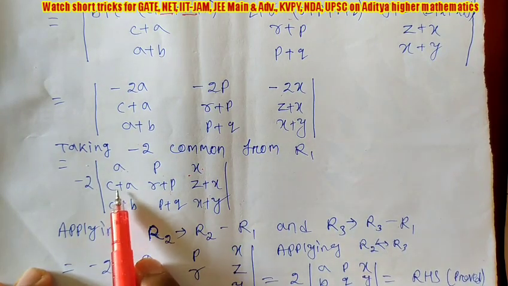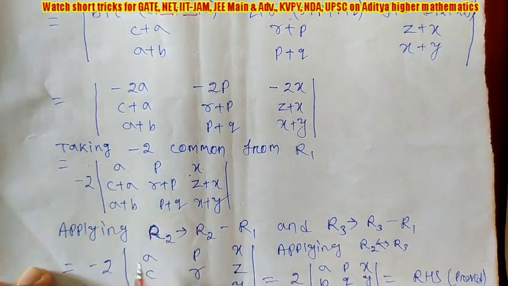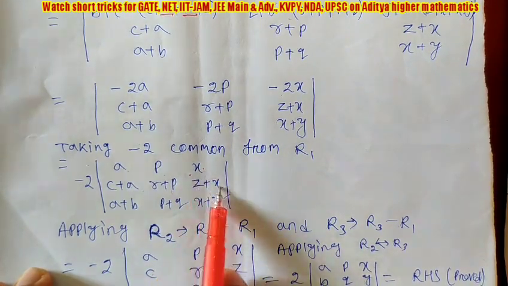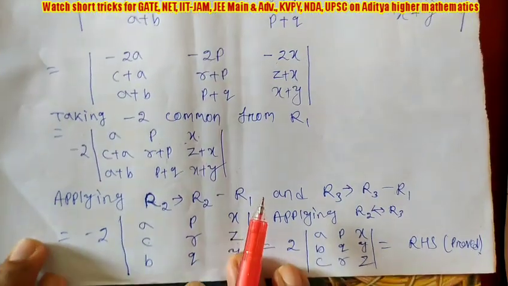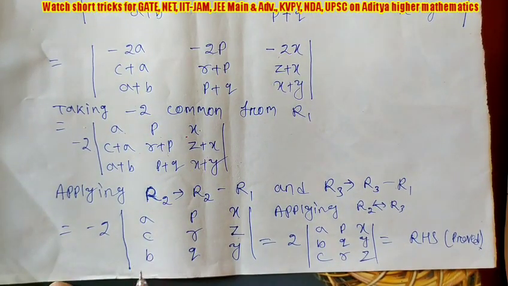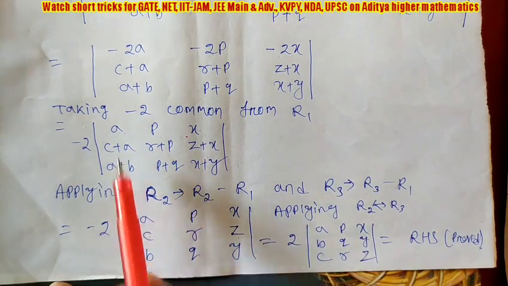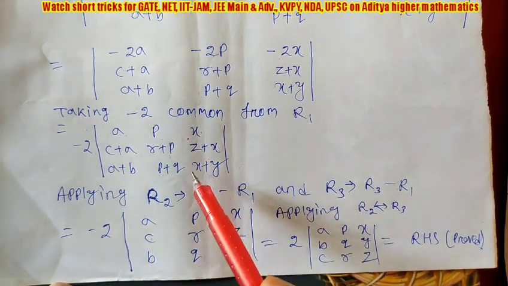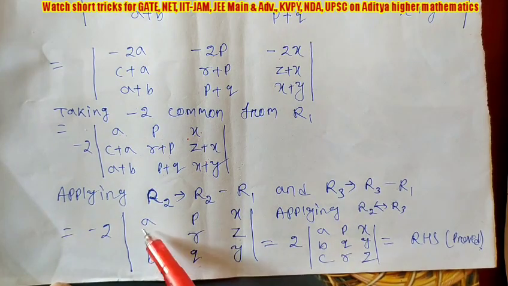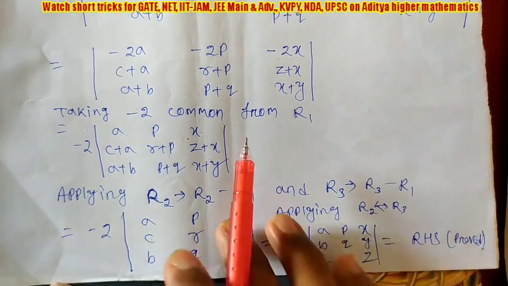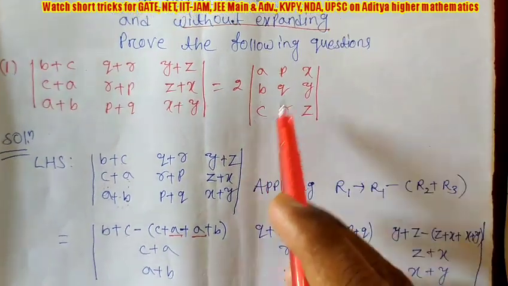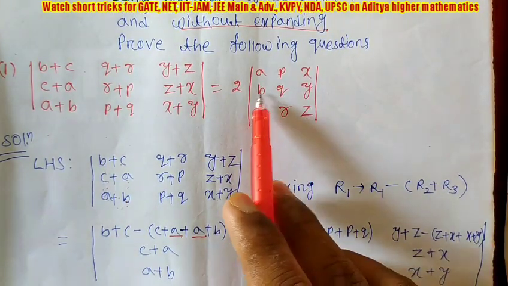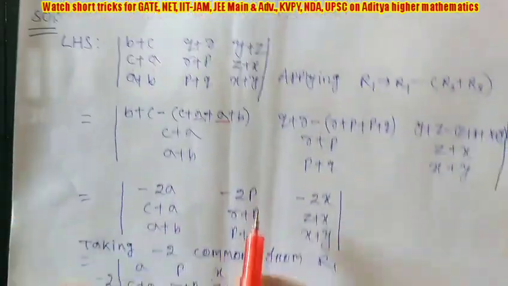Now after subtraction, A will cancel, and you will get C. Here P, P we will get only R, and here X, X will cancel, we will get Z. Similarly, in the third row, A, A cancel, you will get B. Next P, P, you will get Q, and here X, X will cancel, you will get Y. So we are getting A, P, X, C, R, Z, and B, Q, Y. All these rows are present on the RHS, but here you have to interchange R2 and R3, because in R2 it is given B, Q, Y. So now interchange.